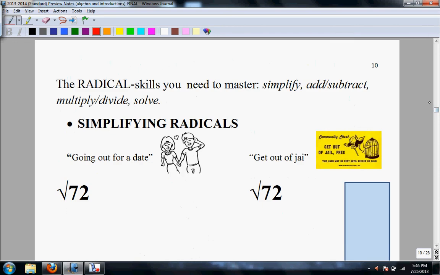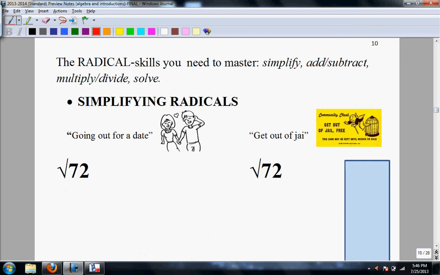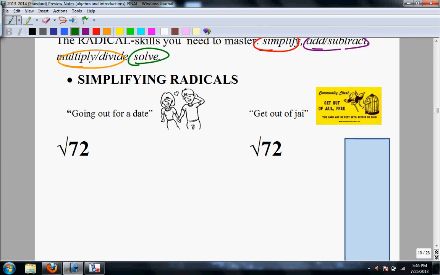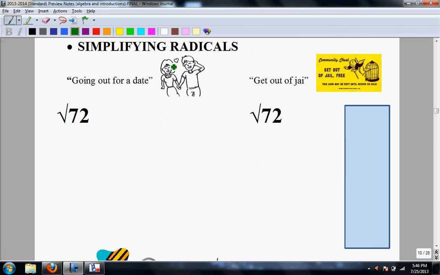Now in radicals, there's 4 essential skills. One is simplifying radicals. The next one is adding, subtracting. The third skill is multiplying and dividing. And the last one is solving equations using radicals. Simplifying. You may have learned your own version of simplifying in the past. If you start recognizing what I'm doing and you have a different method and you get the same answer, by all means use it. You are not required to use my methods.